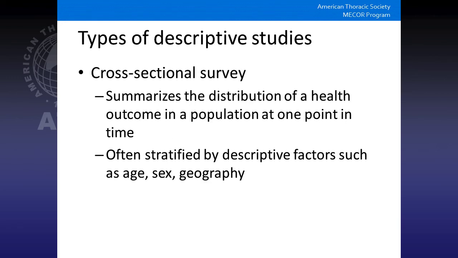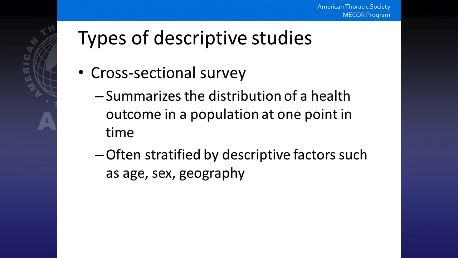A cross-sectional survey now differs from the case series and the case report in that it includes people who have and do not have the disease. Thus, it allows a comparison. We can look at the profile of those who have the disease compared to those who don't have the disease. So it summarizes the distribution of this health outcome, whatever the disease is, in a population, and it's at a single point in time. Often we use the term snapshot, such as from a camera. It's just taking a snapshot of the situation at a given point in time.